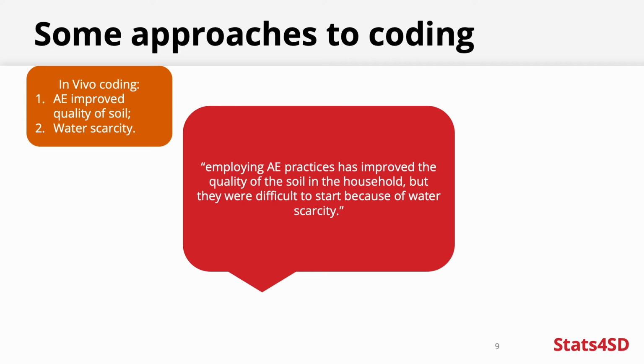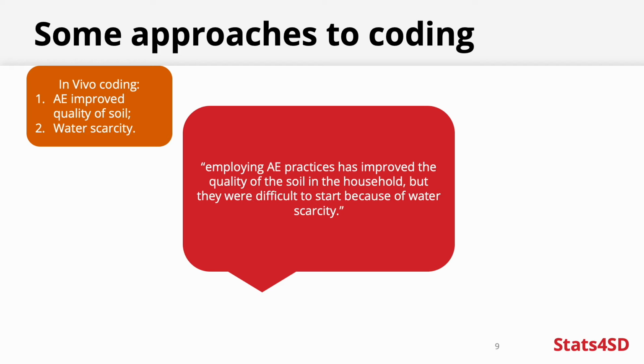The in vivo approach to coding starts from the participant's words in a data excerpt. That is to say, a portion of data extracted from a bigger whole. It is important to not confuse this approach with the computer software for qualitative data analysis that was named after it. When using this method, for instance, former participants may say that employing agroecological practices has improved the quality of the soil in the household, but they were difficult to start because of water scarcity.